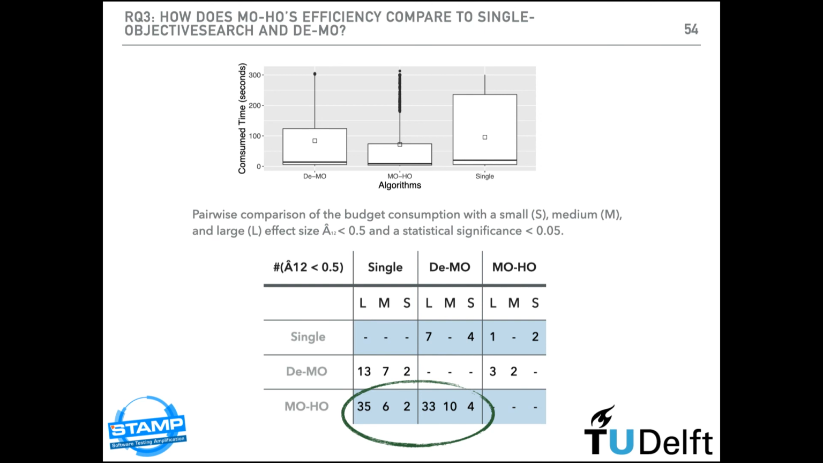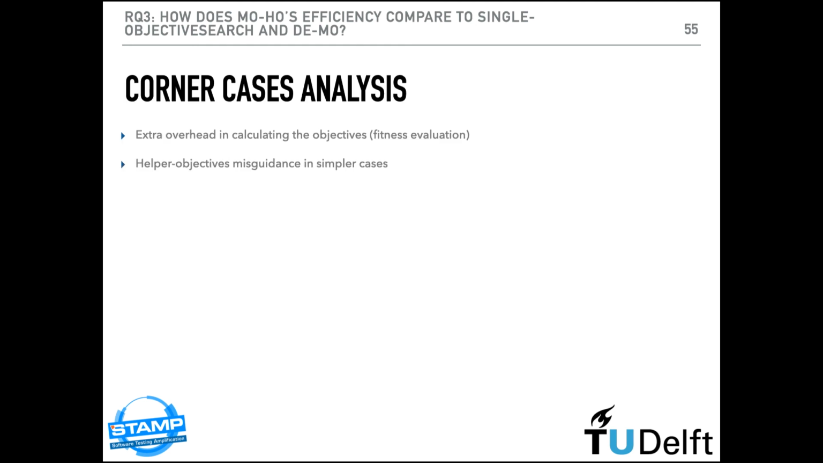The results show that there are many crashes that can be reproduced significantly faster by MOHO compared to DeMo and single objective crash reproduction. However, there are a few corner cases where MOHO requires more time to reproduce the crashes. We manually analyzed these corner cases to identify 2 negative factors in MOHO impacting the efficiency of the search process. The first factor is the extra overhead in calculating the new helper objectives. And the second factor is the misguidance in trivial cases where we don't need method sequence diversity.